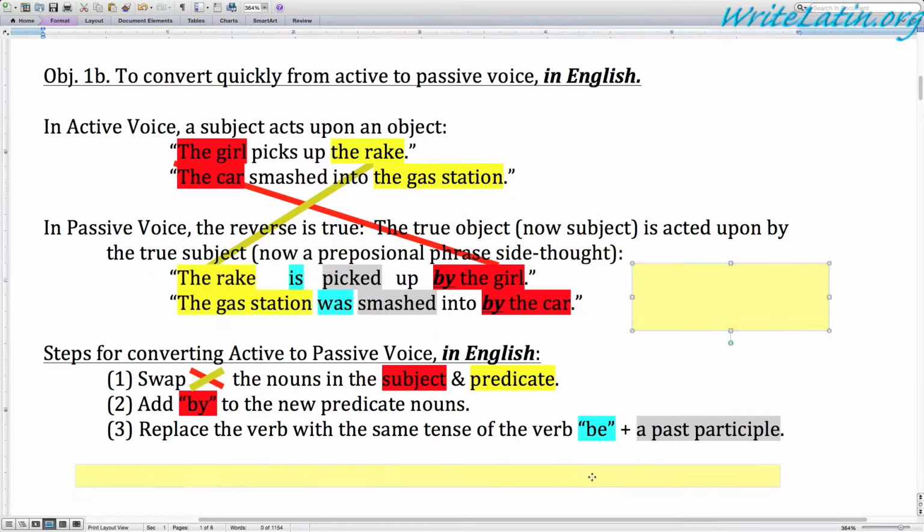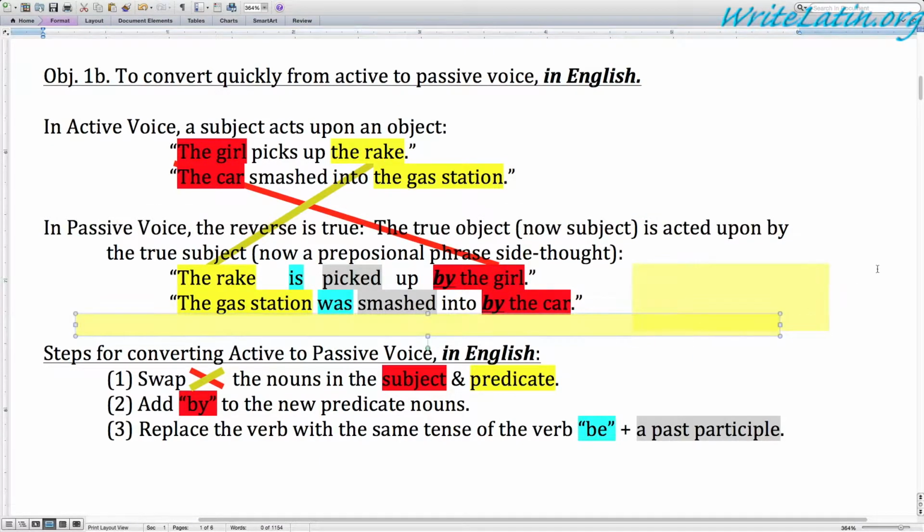So in passive voice, the reverse is true. The true object, which is now your subject, is acted upon by, and you will see that word by all throughout passive voice, what should be the true subject, but it's no longer the subject. Really now it's buried inside of a prepositional phrase. So for instance, the girl is the true subject, but in the passive sentence, girl is buried inside the prepositional phrase by the girl. Car was your subject. Car is inside the prepositional phrase by the car.